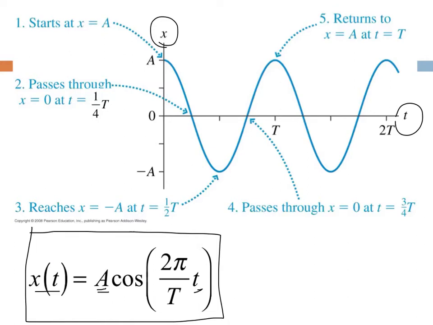Now, if you look at the situation of t is equal to 0, then what happens is that the inside of this cosine all becomes 0. Well, the cosine of 0 is just 1. So at time is equal to 0, my position is equal to my amplitude. So you can prove that this particular function, or this particular graph, actually shows a cosine function.